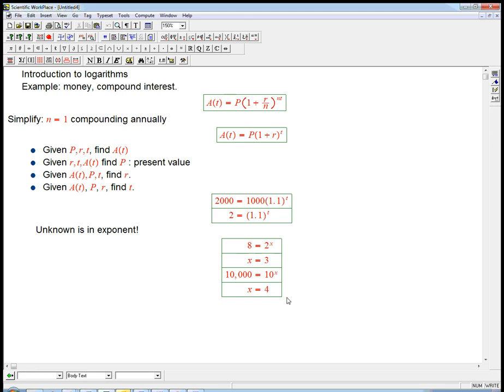Let's just rewrite these in a little bit of a different way. Okay, so let me just go ahead and go back to this. 8 equals 2 to the x. I want to give a name for this operation of solving for the exponent. And so what it goes by is it's called the logarithm. Let me just write it out and then explain it.